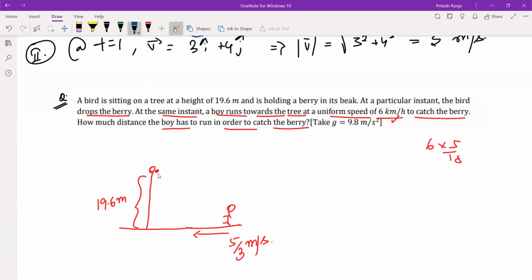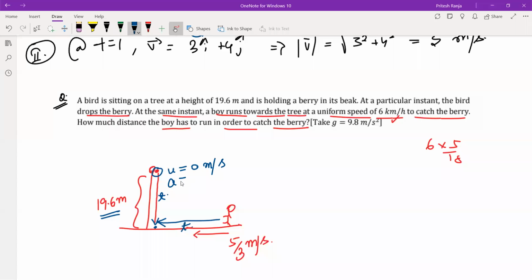So the berry falls from here. So whatever time the berry takes to reach the ground, if the boy also reaches in the same amount of time, so for the same time, we learned that in motion in 2 dimensions, if we consider motion along x and motion along y or even motion along z, the time will always remain the same. It's a scalar quantity which will be the same in all the situations. So here, if the berry falls down by this much distance, let us find out the time. So if it falls, its initial velocity is going to be 0.